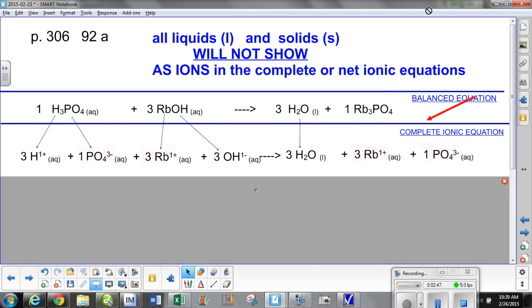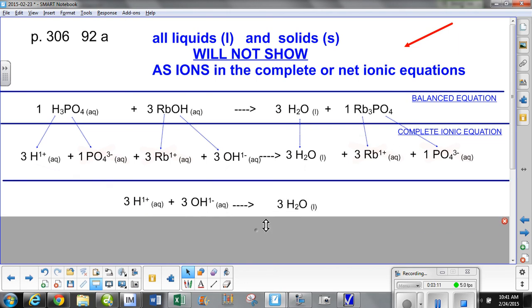So let's look again here and let's find the rubidium, where that's going. Okay, now we have the rubidium going where it's supposed to go, and finally the phosphate winds up over here. Now I'm going to move this back so we see this as the complete ionic equation.